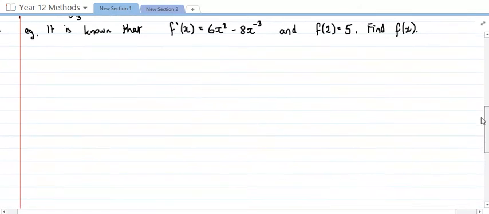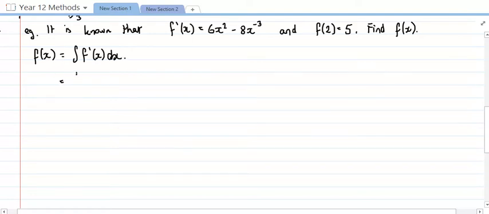So in this last example, it's known that f dash x is equal to all that mess and f of 2 is equal to 5, and find f of x. So again, we've got the derivative there, so what we know is that f of x is equal to the antiderivative of the derivative with respect to x.